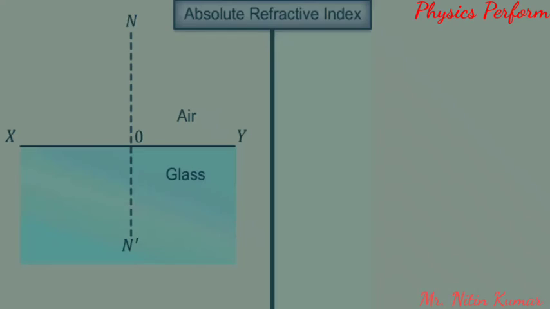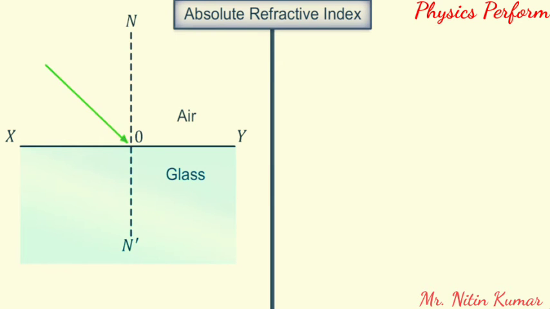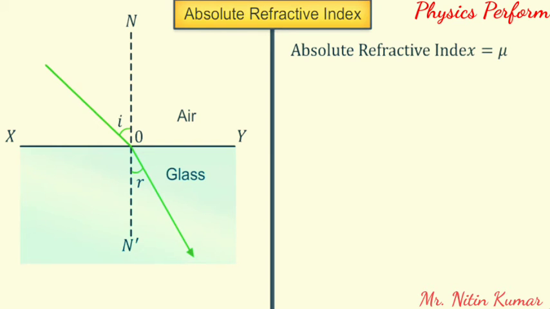Another example is the absolute refractive index, mu, of an optical medium, which is the ratio of the speed of light in air or a vacuum to the velocity of light in the given medium.